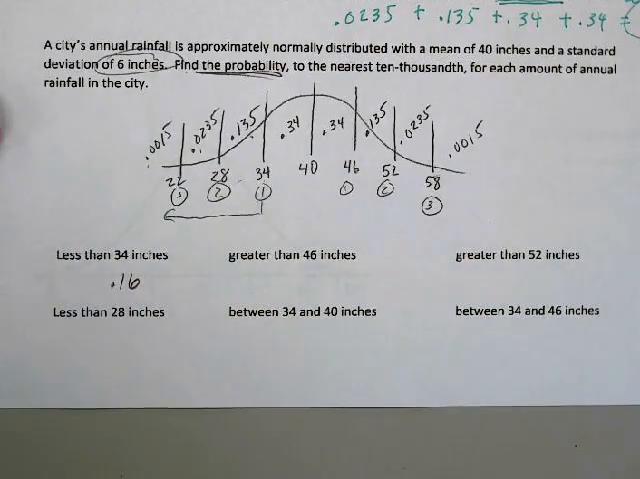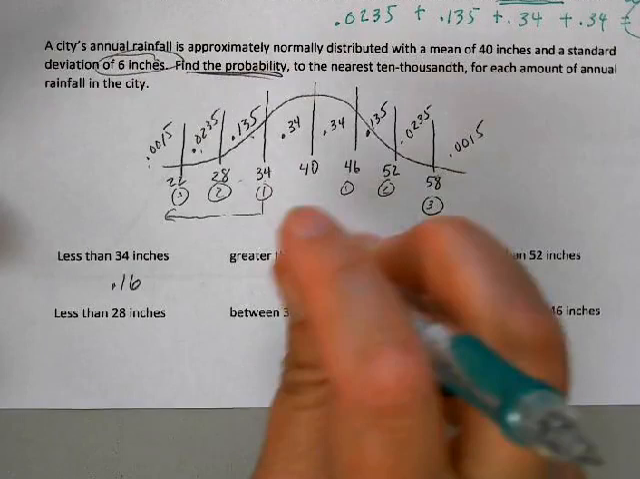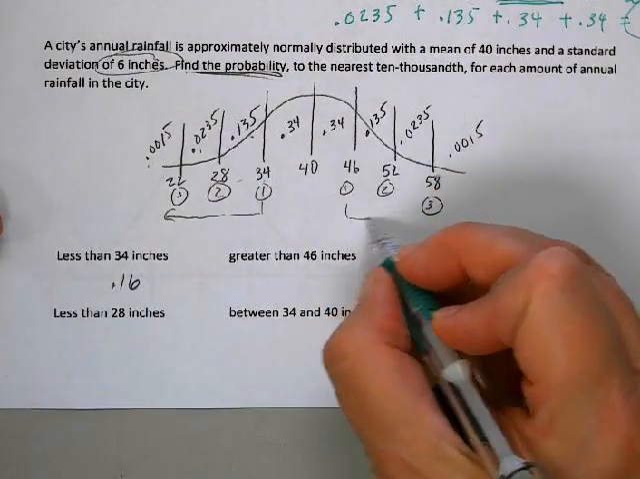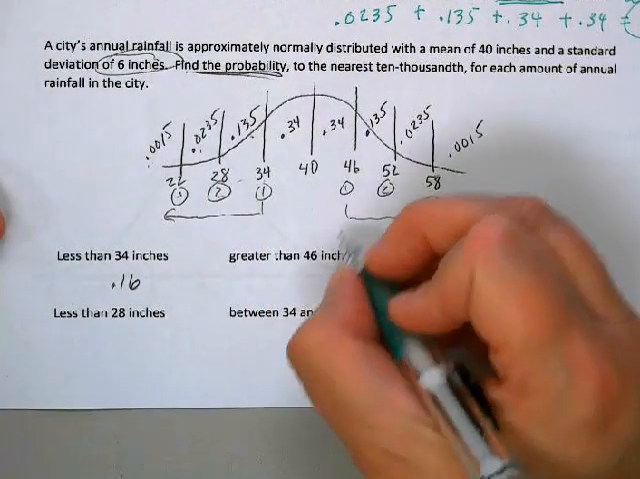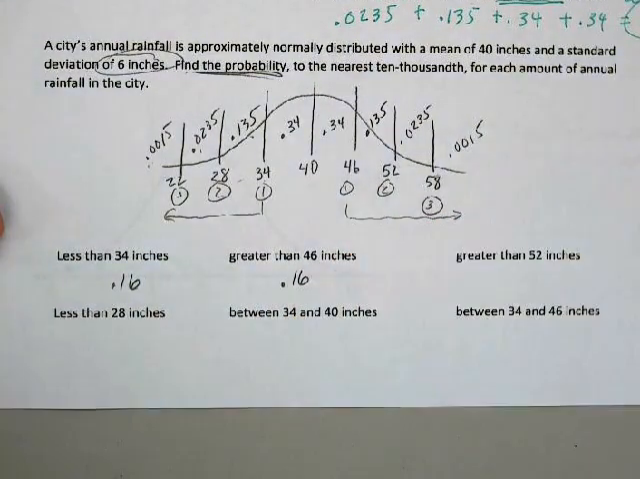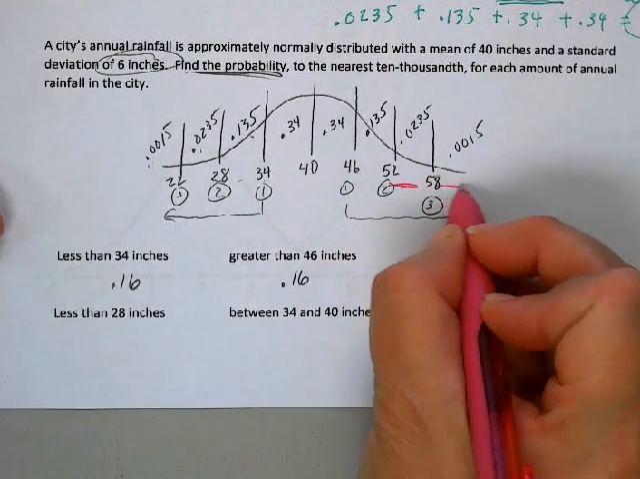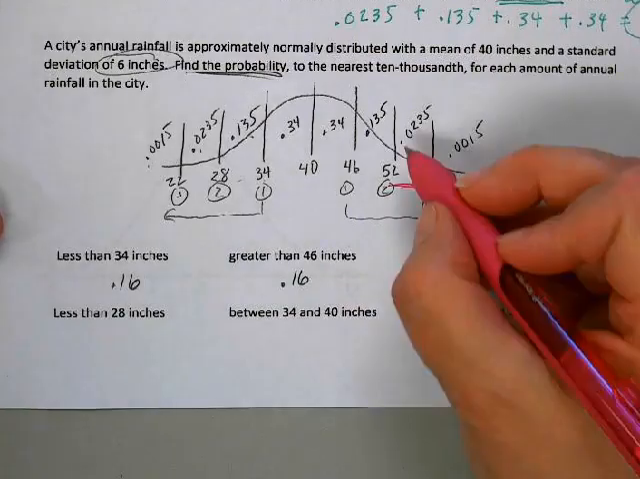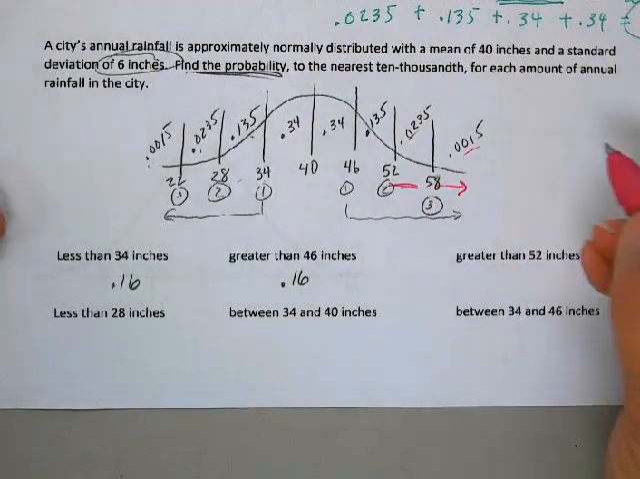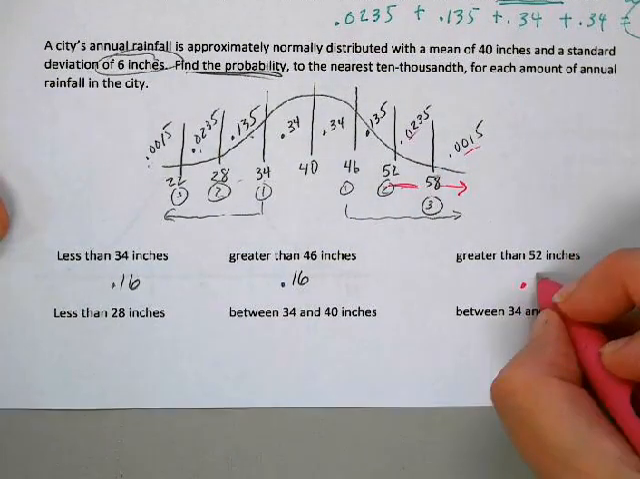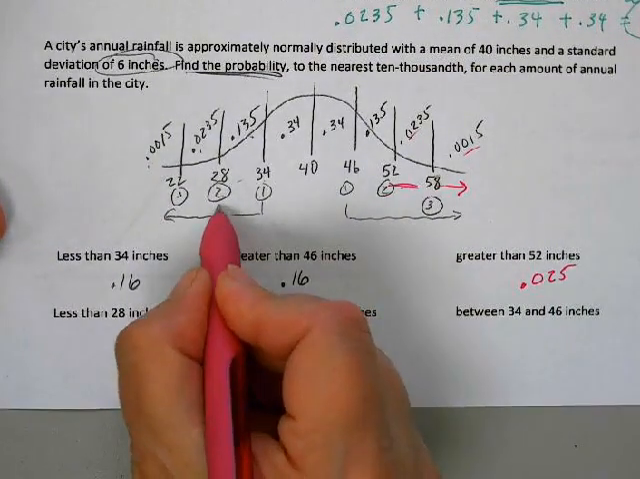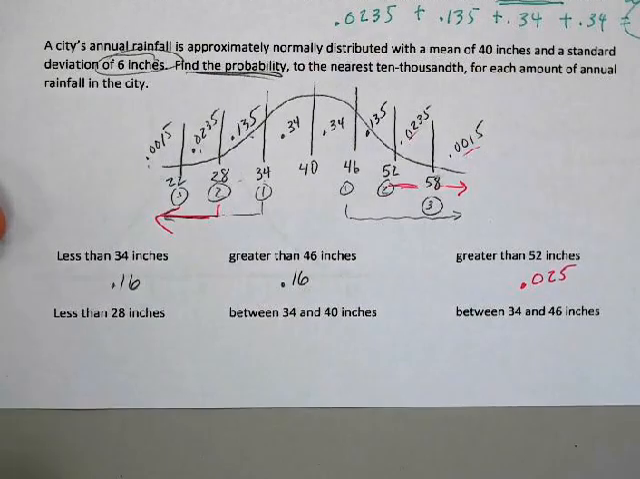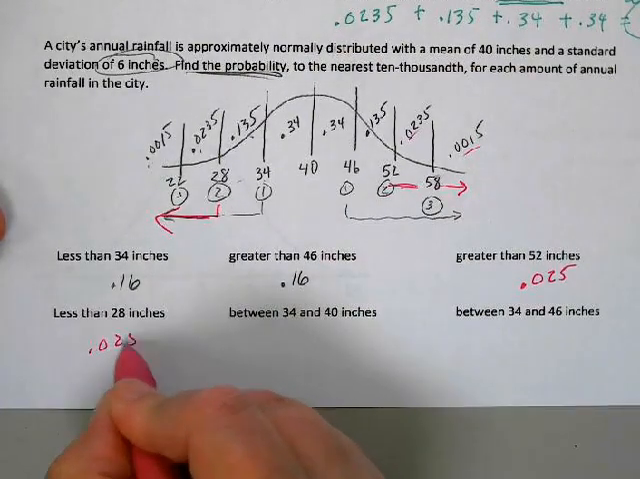Okay, what about that the average rainfall is greater than 46? Well, look what happens over here. It's the same thing. We're leaving out this middle 68%, so it's going to be 0.16 also. Okay, the next one, greater than 52. So greater than 52 would be this. So I'm going to add 0.0235 and 0.0015, and I get 0.025. Okay, the next one, less than 28. That's the same thing, but on the other side. So that one's going to be 0.025.